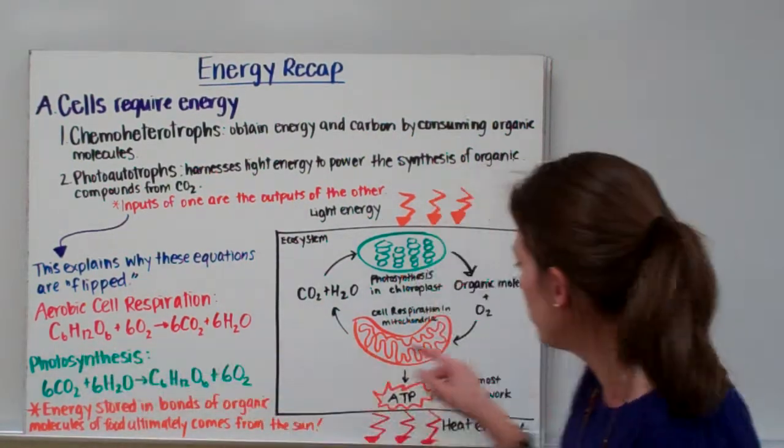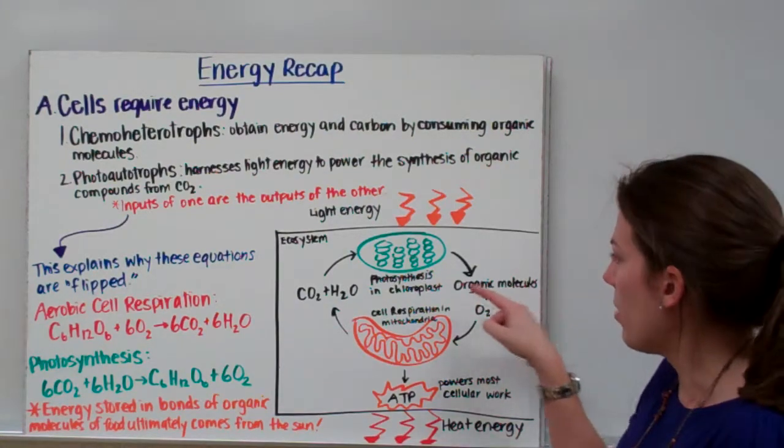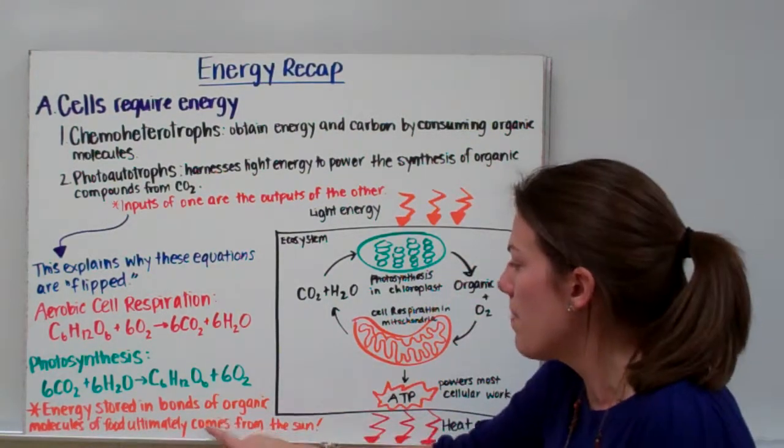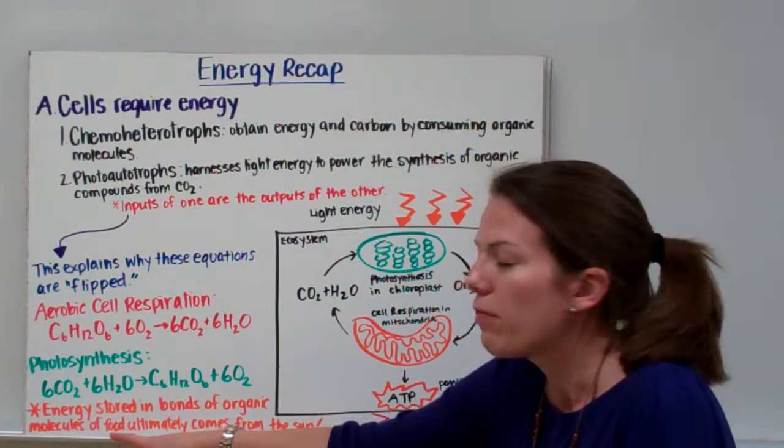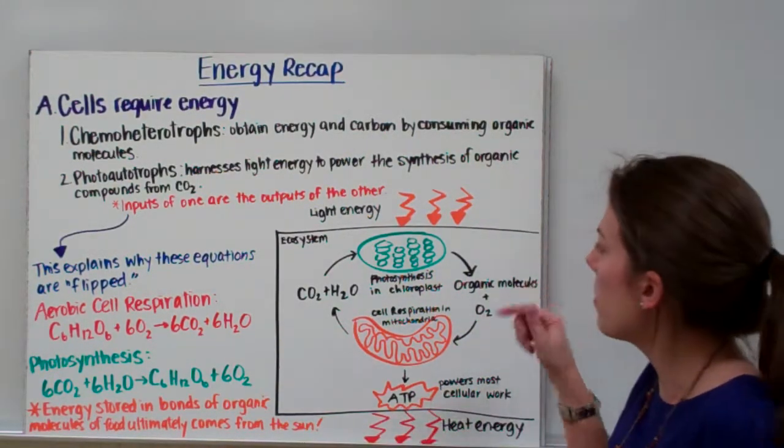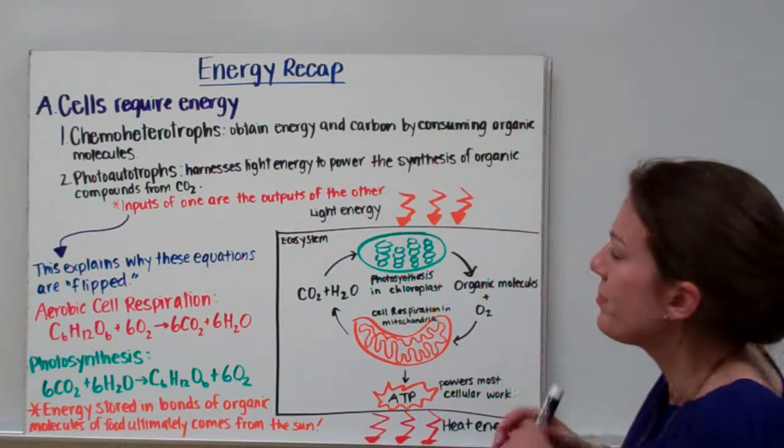Now, it's interesting that the energy stored in the bonds of organic molecules, the energy stored in this glucose, the glucose or organic molecules that are made during photosynthesis, they store energy, and that energy is stored until that food is broken down. And all that energy ultimately comes from the sun.